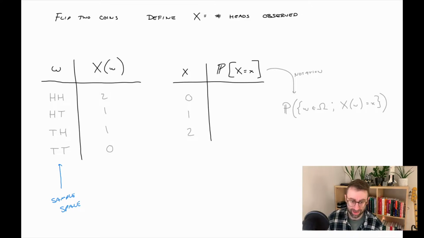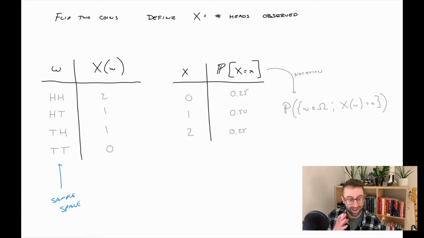The probability that X is 0 is 0.25, because that's the probability of seeing tails and then tails again. Same thing here: to see heads and then heads again to get the random variable value of 2, that would be 0.25. So by process of elimination, this is 0.50.